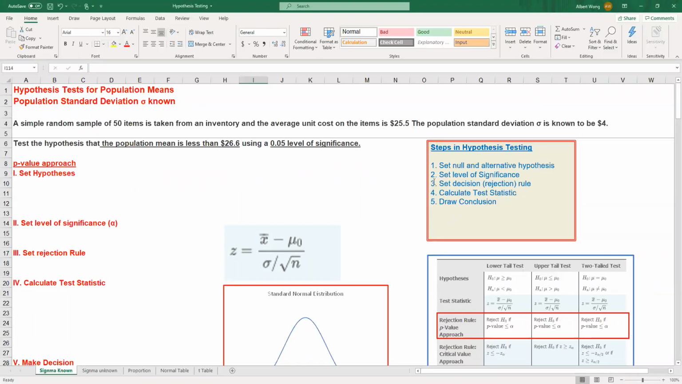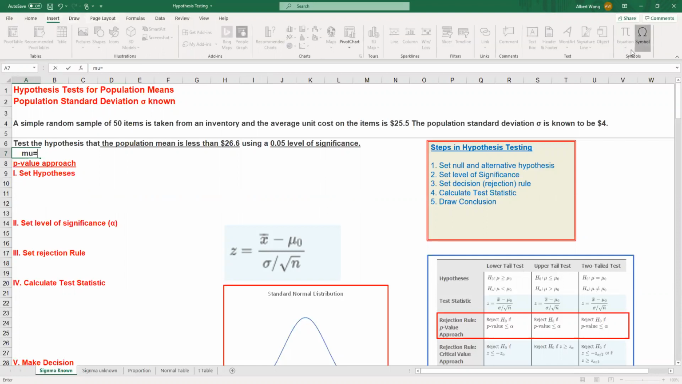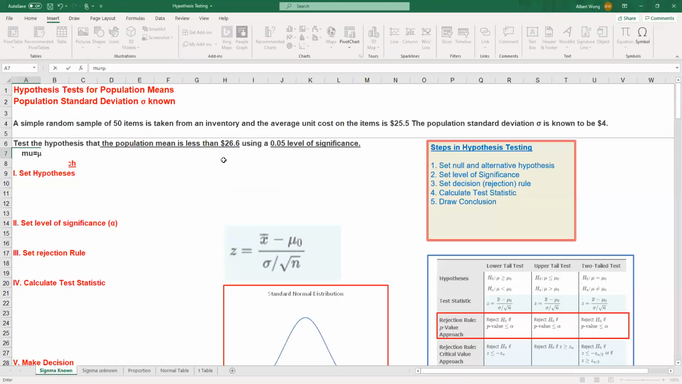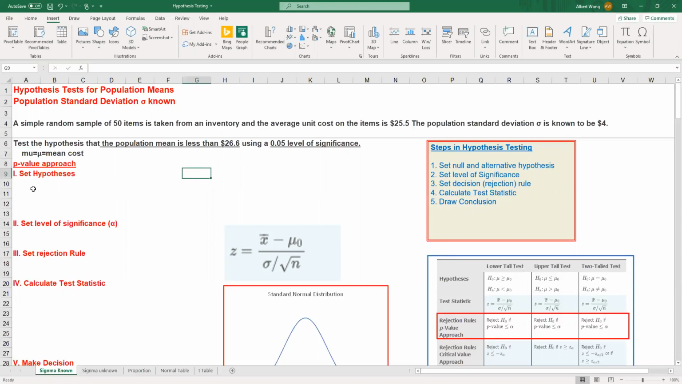So first thing we need to do is to set the null and alternative hypothesis. So let's define what the parameter is when we do this problem. The parameter, of course, is the average mean cost, right? So we call it mu. You can either use mu, or you can actually use the mathematical symbol. We're going to use mu just to make it easy. And this is the mean cost. And what we want to do is to see in this particular example whether the mean cost is less than 26.6. So how do we set the hypothesis?